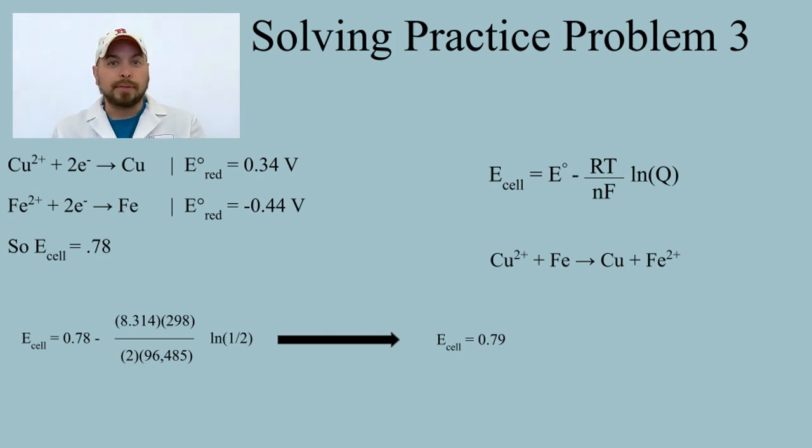If you did, you're right. Let's talk about why. When you take the new Q value, which goes from 1 in a standard cell to, in this case, 1/2 in this non-standard cell, when we plug it in, we find that the voltage change as a result of the non-standard conditions is only 0.01, and it makes it positive because, remember, we're subtracting a negative number, right? Subtracting a negative number in this case makes it more positive. So the voltage of our cell, of our battery, goes up by 0.01 in this case. So our new voltage is 0.79.